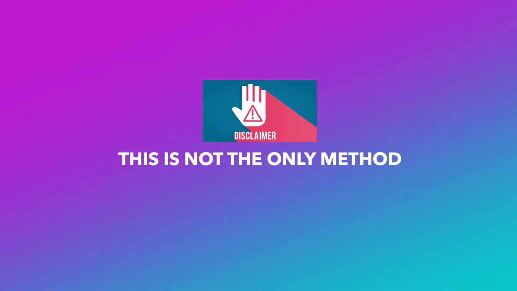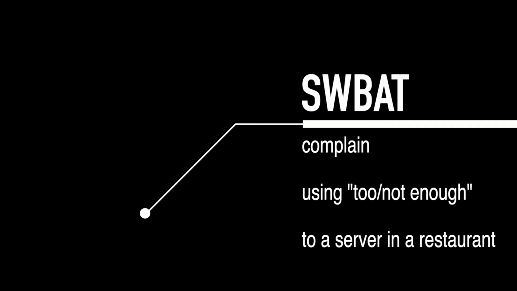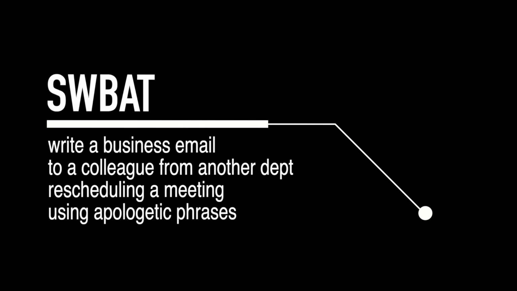Again, this is not the only way to do it. Feel free to put how you do this in the comments below, but here's how I would do it. So here's an example of an SWBAT statement. Students will be able to complain using too and not enough to a server in a restaurant. Another example of an SWBAT statement might be, students will be able to write a business email to a colleague from another department, rescheduling a meeting using apologetic phrases.